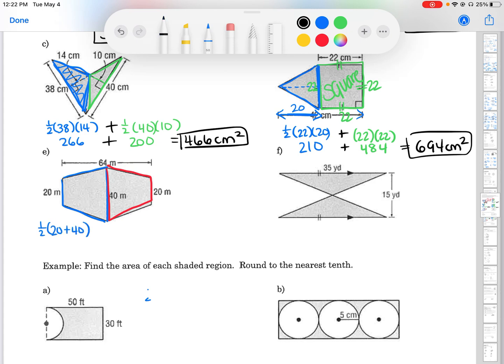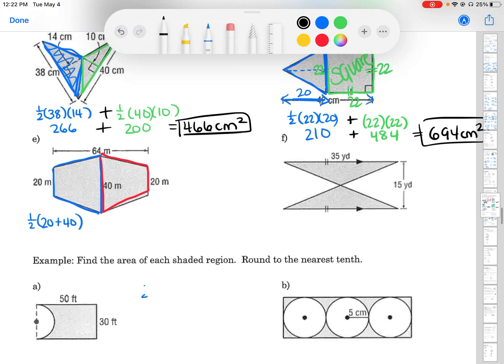Now the height is not very obvious, but it does appear that these are equal. So if we just cut this in half, half of 64 is going to give us 32 on each side. All right, so that is going to give us 960 for the blue.